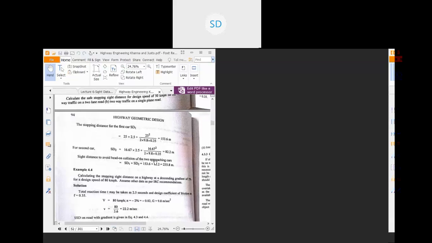So these are the two types of questions which may appear, and another type of question may come, that is, you have to calculate the stopping sight distance for any ascending or descending gradient. In that case you just have to modify your formula, that is f plus minus n%, and you can easily get the equation.